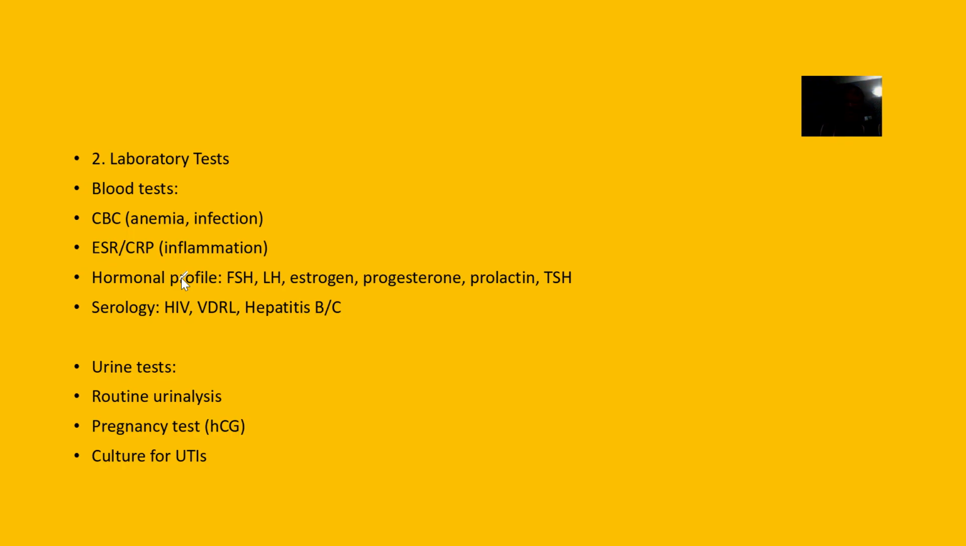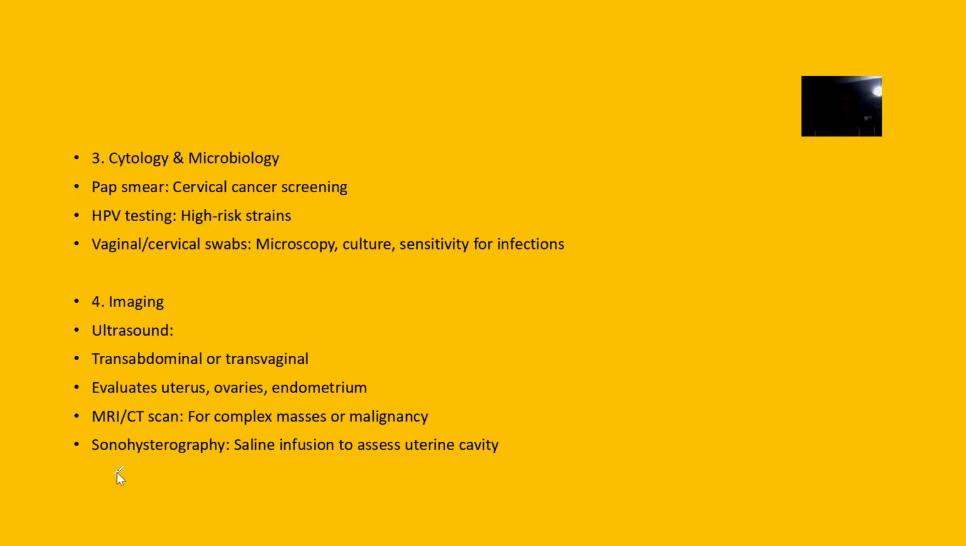Then next I might still want to go into laboratory tests: complete blood count, ESR, that's erythrocyte sedimentation rate, hormonal profile, serology. Urine tests too, like routine urinalysis and pregnancy tests. Then I also do some cultures to detect urinary tract infections. For cytology and microbiology, I'm doing Pap smears and human papillomavirus tests. I'm also doing culture and sensitivity for vaginal swabs and cervical swabs.